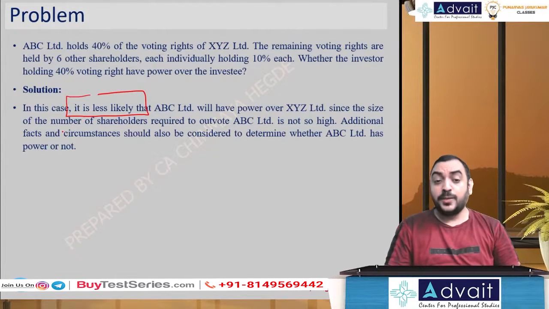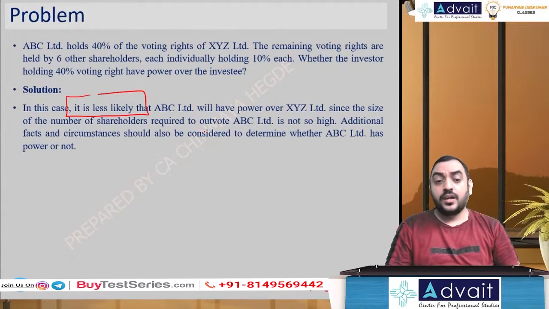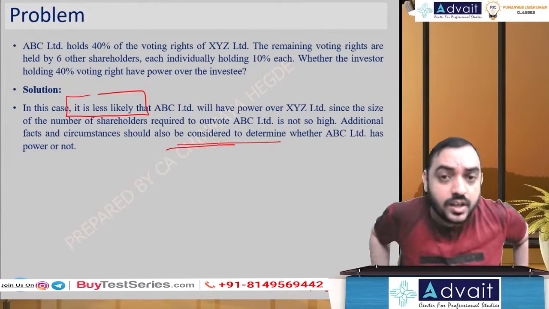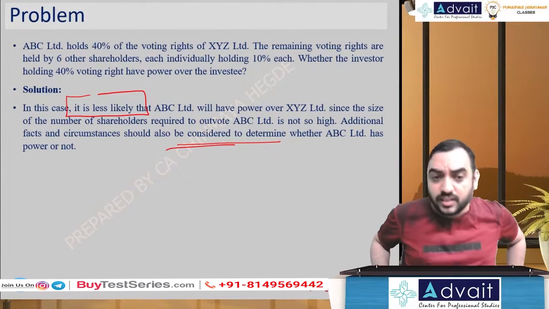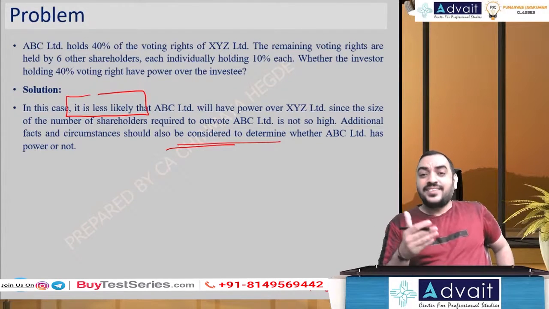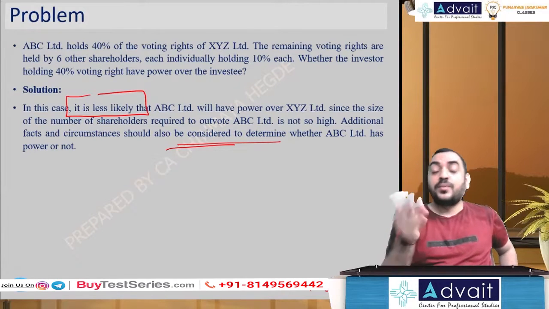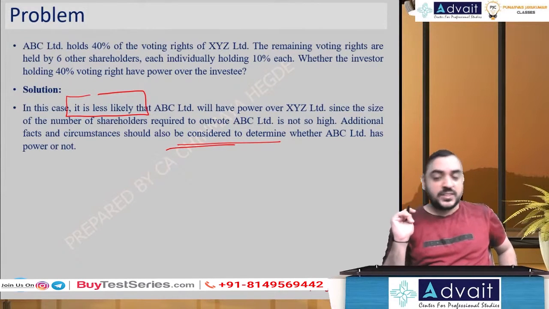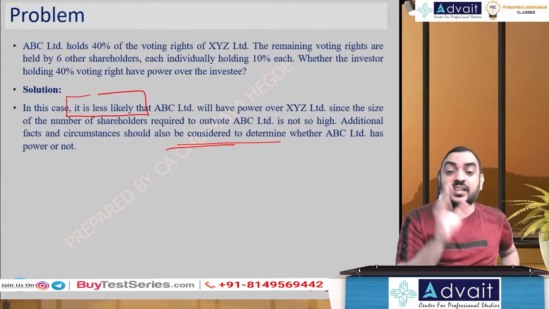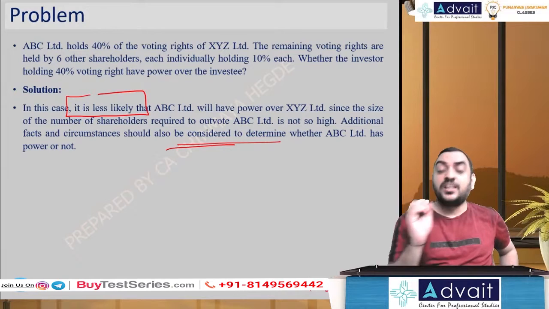It is less likely ABC Limited will have the power, since the number of shareholders is small and not so high. Additional facts and circumstances also have to be considered to determine whether ABC Limited has power. Like maybe to make the decisions, 40% is sufficient, to make some relevant activities, 40% is sufficient, or the managing director who looks after the company will be appointed by ABC Limited.